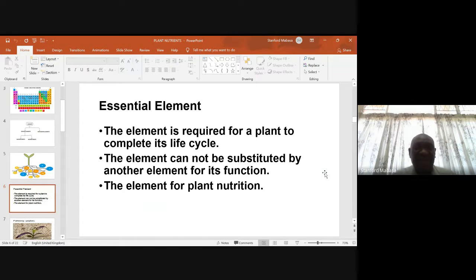What is an essential element? Basically, it is the element which is required for plant growth, for a plant to complete its life cycle. It is also an element which cannot be substituted by another element for its function. It is the element for plant nutrition. So we've got these three things for an essential element.